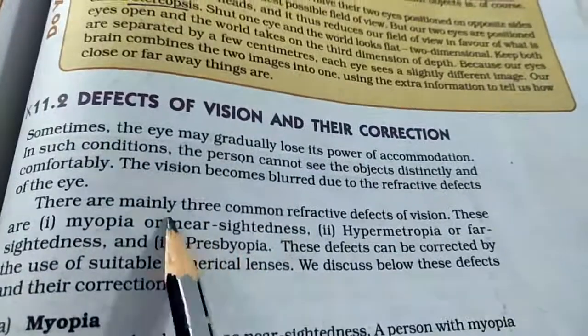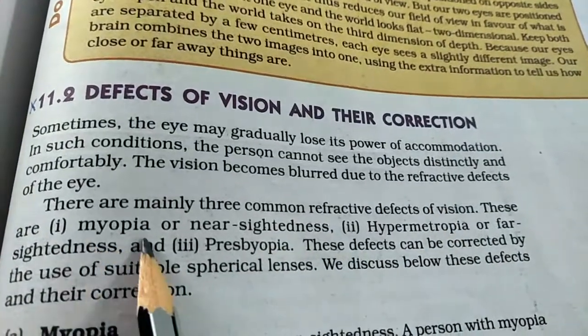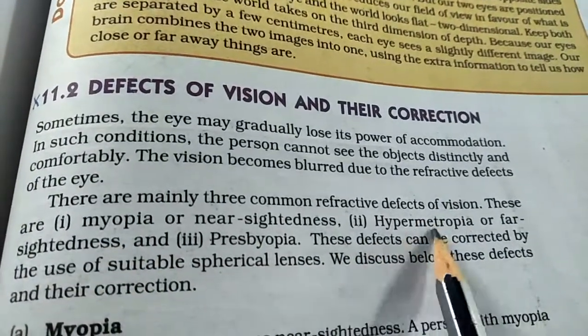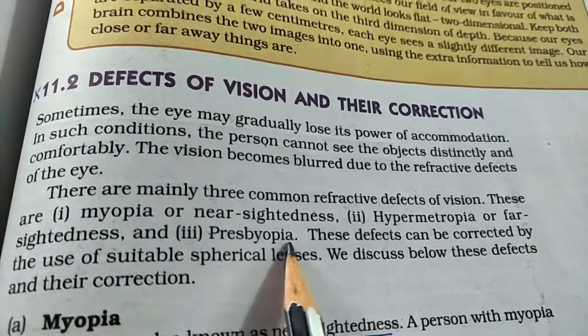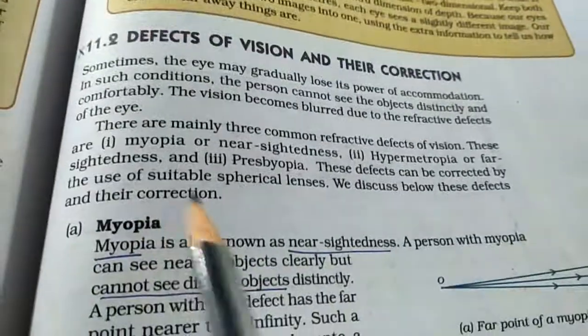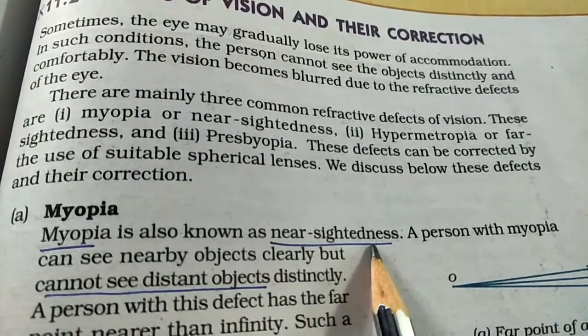Now there are three common refractive defects of vision. The first one is myopia or nearsightedness, the second is hypermetropia or farsightedness, and the third is presbyopia. We are going to see them one by one. The first one is myopia. Myopia is also called nearsightedness.